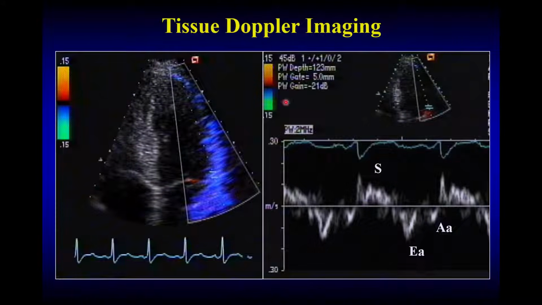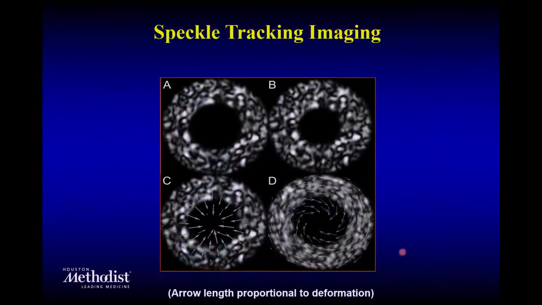So this is tissue Doppler imaging at the annulus. You could see the positive in systole, the heart is coming down towards the apex. There is apical descent. So the velocities in the myocardium are positive, and this is during relaxation, E prime, if you will, and A prime. Speckle tracking imaging, really a very nice advancement.